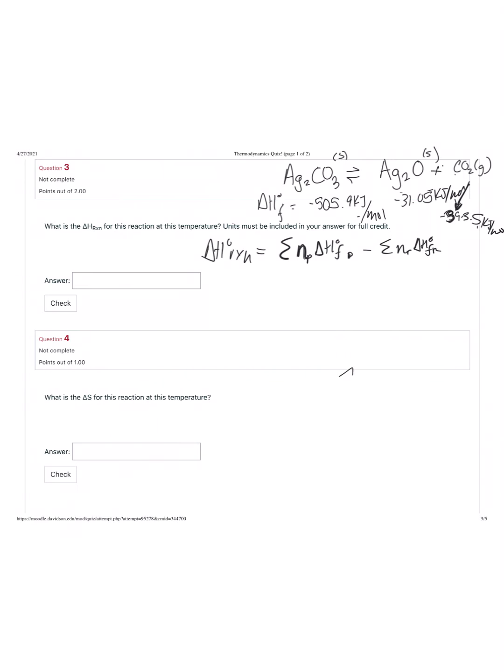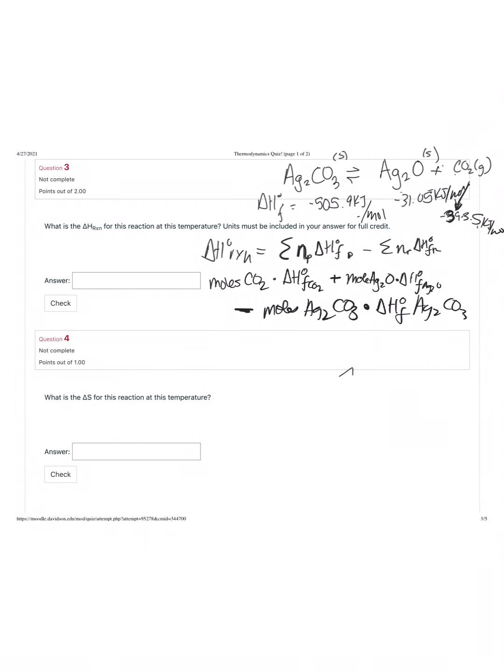So what this would be is the moles of CO2 times the delta H of formation of CO2, plus the moles of Ag2O times the delta H of formation for Ag2O, minus the moles of Ag2CO3 times the delta H of formation of Ag2CO3. And this is a blast from the past from our thermochemistry section.